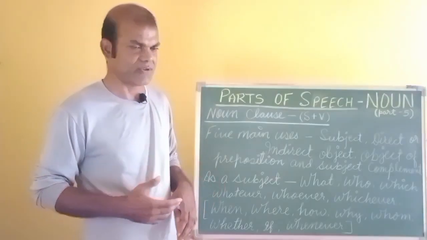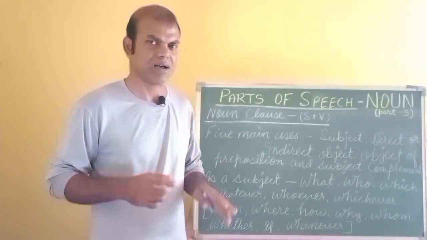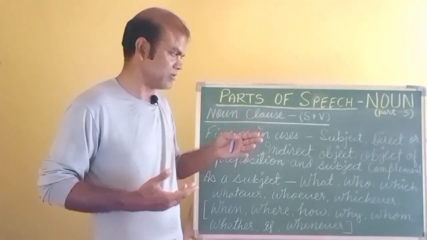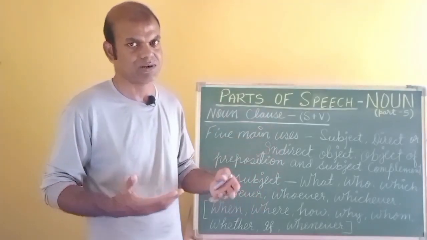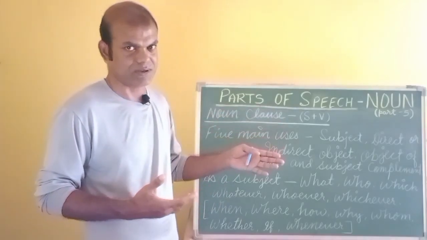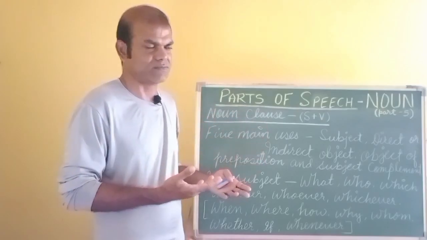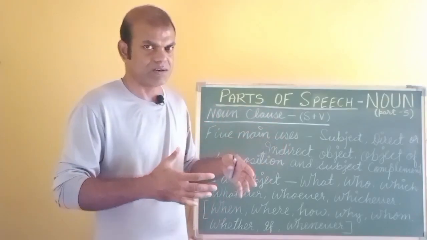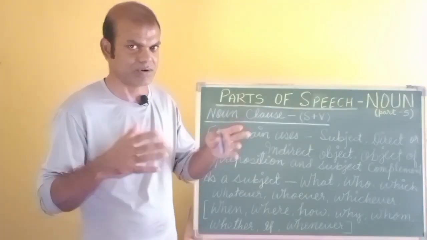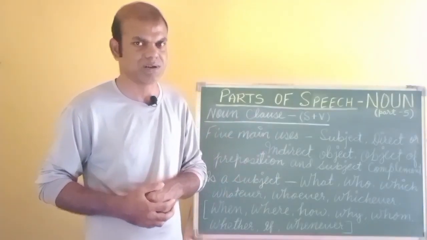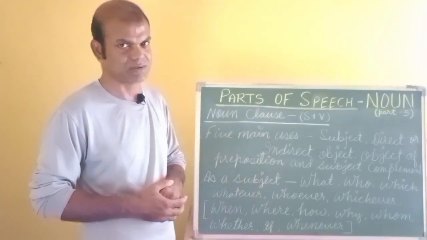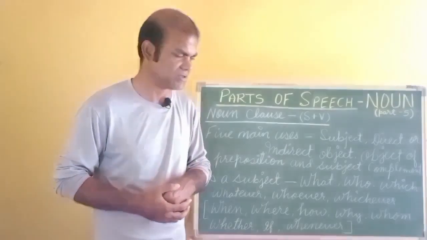Now we are going with the 5 main uses. Actually there are 6. The 6th one is the adjective complement. We can use the noun clause to form an adjective complement. Now adjective is one of the parts of speech. When we are going with the adjective in the parts of speech, we'll understand about the adjective complement. Okay, in today's lesson I am not going to mix in the adjective complement. We are going with the 5 main uses of the noun clause.